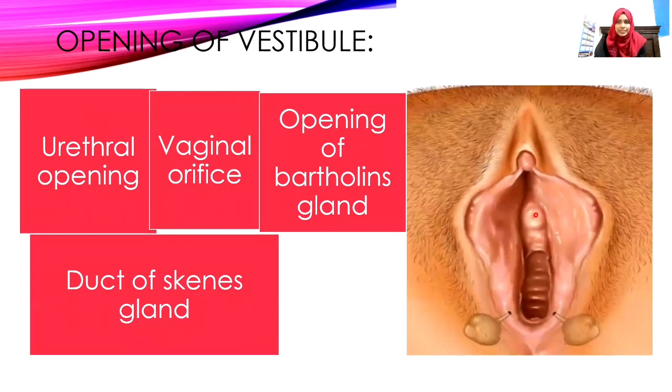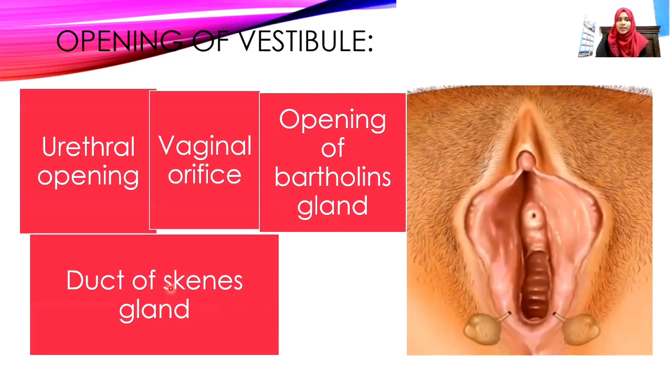The first opening is the urethral opening. Next one is the vaginal orifice or the vaginal opening. Next is the opening of Bartholin's gland. You can see two glands opening to the vestibule. These are the glands that produce alkaline mucus for sexual intercourse, and they are situated in the superficial perineal pouch.